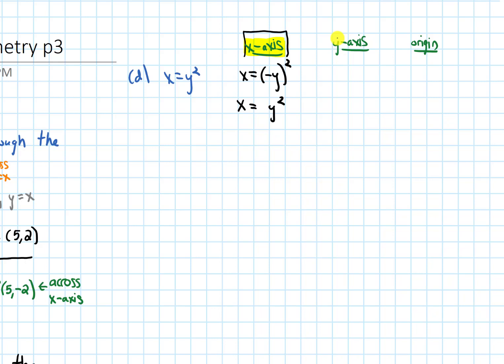For the y-axis, I change the x to a negative x. I'll get negative x equals y squared. And that's definitely different than what I started with. Definitely different. So it's not symmetric about the y-axis.